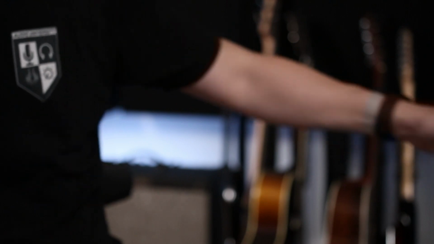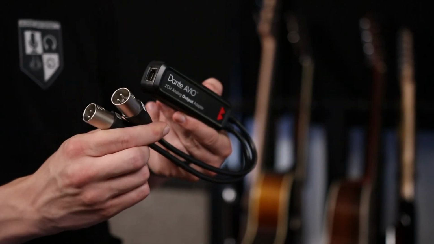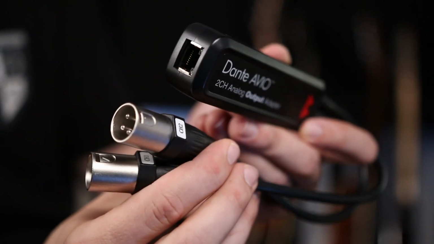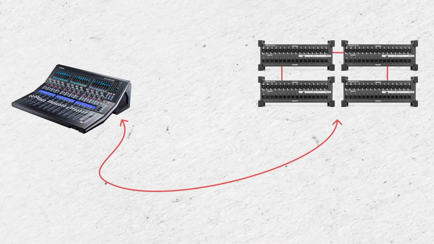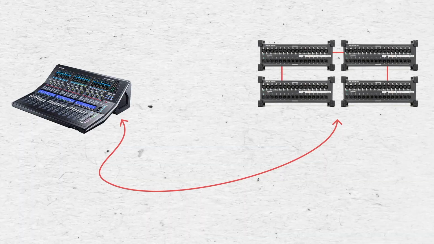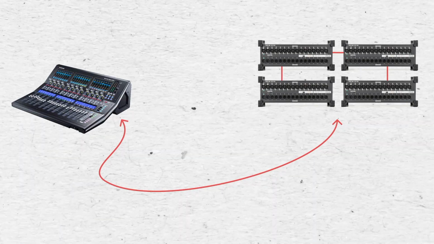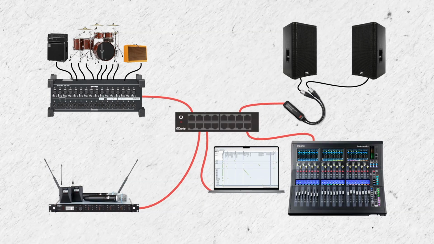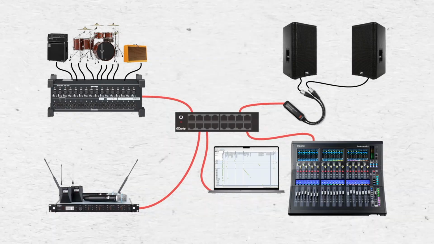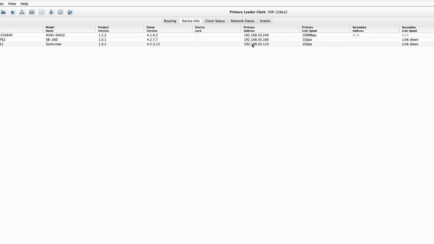The analog audio inputs and outputs connect to the Dante devices with XLR cables, and the Dante devices connect to the network switch. In some cases, we could just connect the mixer directly to the stage box, but for the sake of understanding how the system works, let's use a standalone network switch. And let's also connect a laptop to the switch and open up the free Dante controller software. We can see in Dante controller, each device now has an IP address.